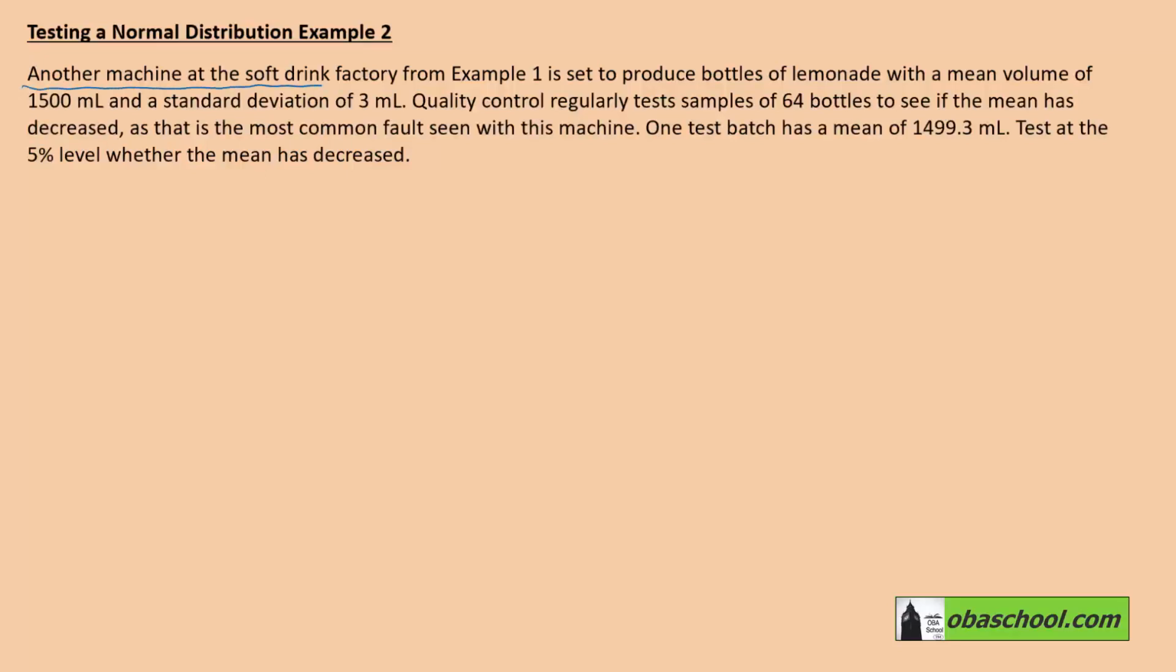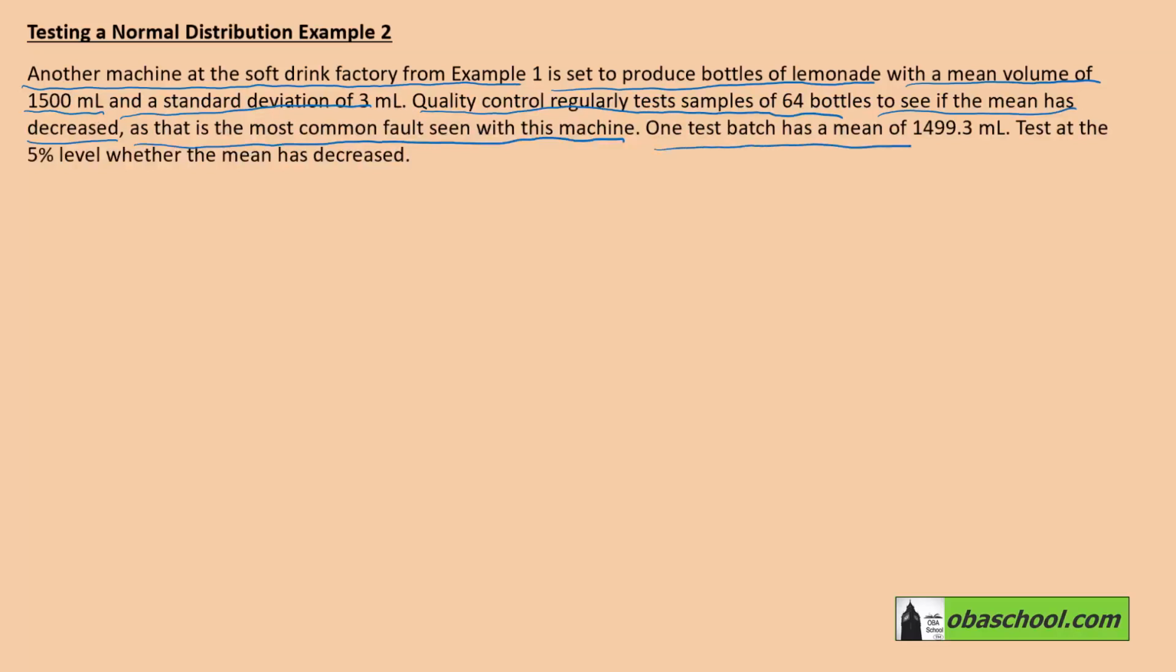Another machine at the soft drink factory from example 1 is set to produce bottles of lemonade with a mean volume of 1,500 millilitres and a standard deviation of 3 millilitres. Quality control regularly tests samples of 64 bottles to see if the mean has decreased, as that is the most common fault seen with this machine.